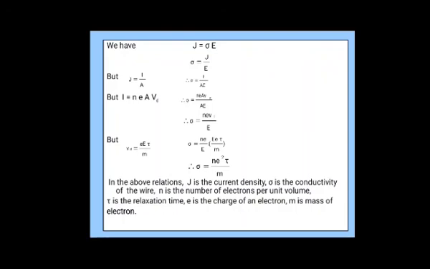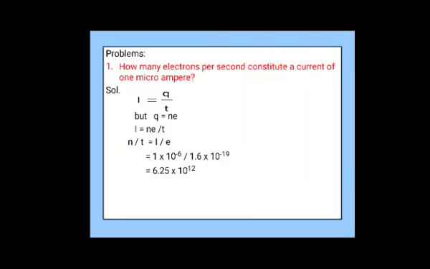Now substitute for I, that is neAVd. A and A get cancelled. Then again substitute for drift velocity and cancel that capital E. You will get the final answer as σ = ne²τ/m. So this completes the current electricity chapter. Now based on this you can solve the problem.